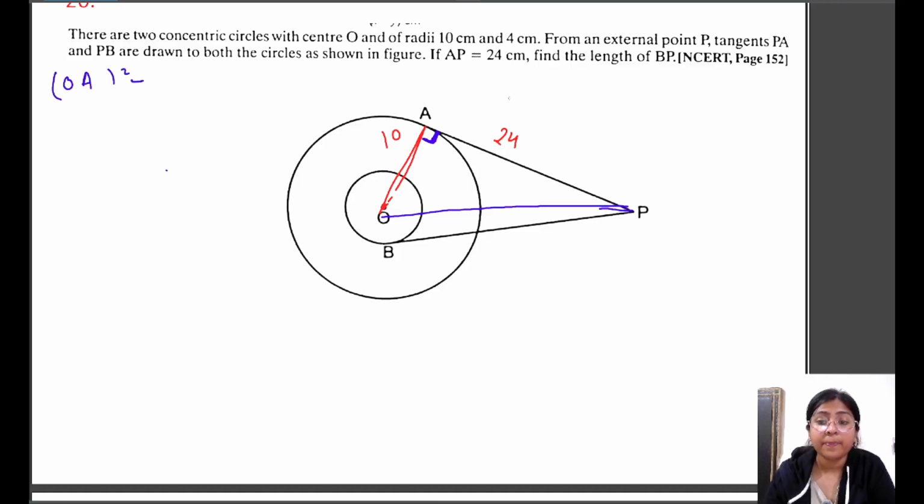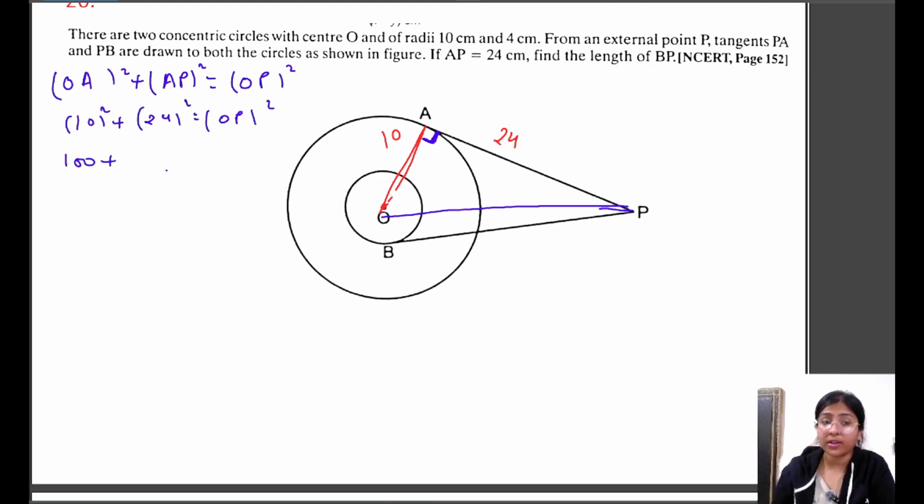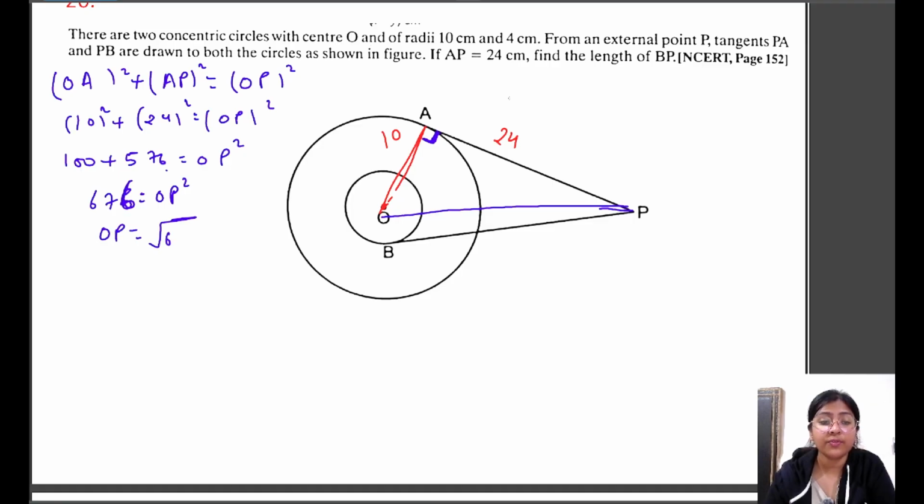So we can directly write OA square plus AP square is equal to OP square. OA is given as 10. 10 square plus 24 square is equal to OP square. 10 square is 100. 24 square will be 576. Very good. 100 plus 576 is 676, equal to OP square. So OP will be root of 676. We will solve this later. This is clear? Now they're asking to find out BP.